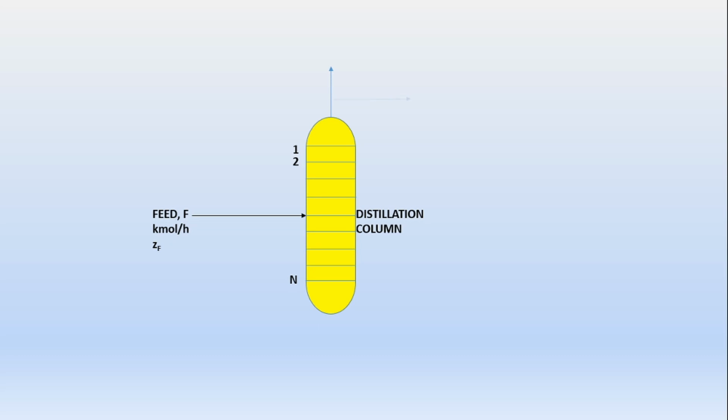Vapor from this distillation column goes to a condenser, where the latent heat of the vapors from the top product is removed, and it is converted to a saturated liquid, or liquid at its bubble point. Then this liquid is recovered as a distillate product, and a part of it is sent back into the column as reflux.